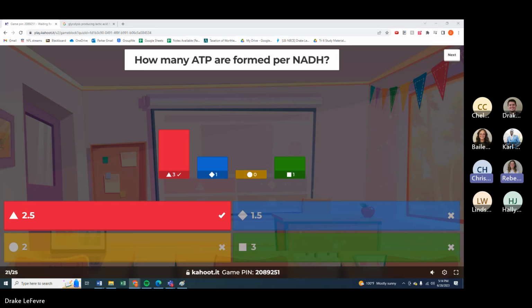I don't know what I'm counting wrong, but I'm getting 21. I don't think that's right. I got 11 and a half.